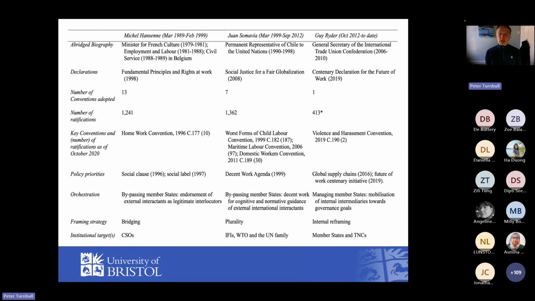What Michael Hansen was trying to do was build bridges with these civil society organizations. What Juan Somavia was trying to do was adopt a more pluralist, decent work agenda that everybody could buy into. Nice warm words, but then it becomes more difficult to put that into actual action. What Guy Ryder was about was more about internal reframing, this reorganization of the ILO and trying to reframe what the ILO does in terms of an international labour organization.